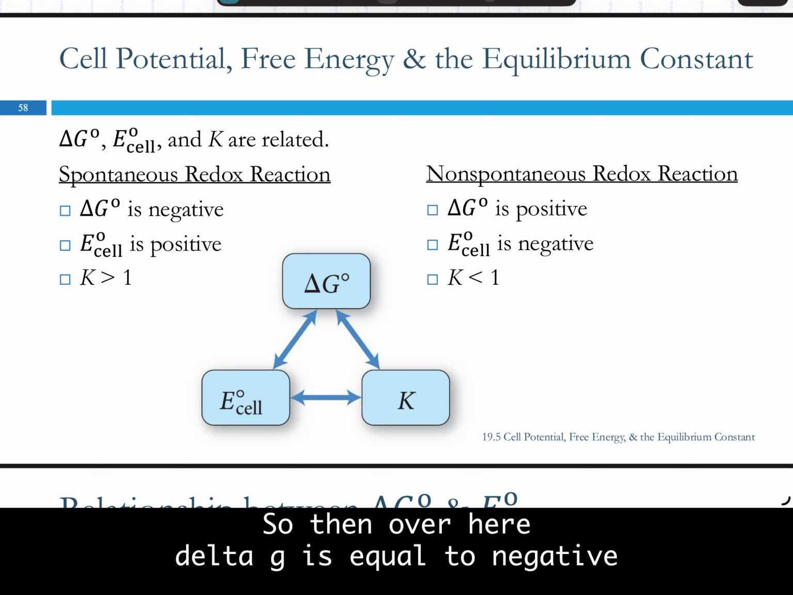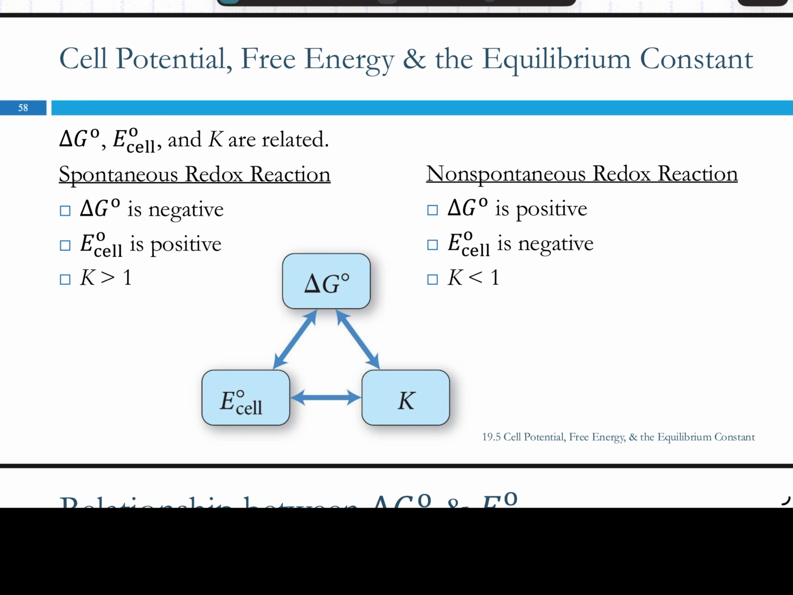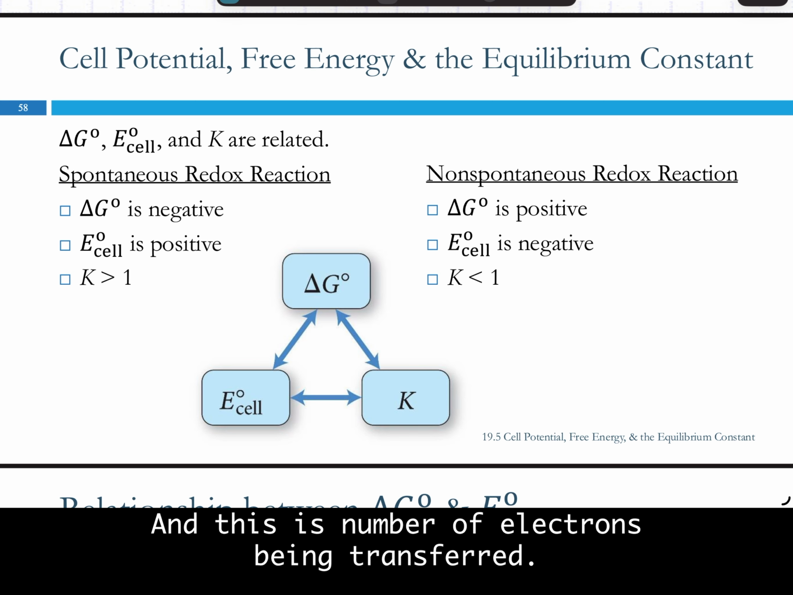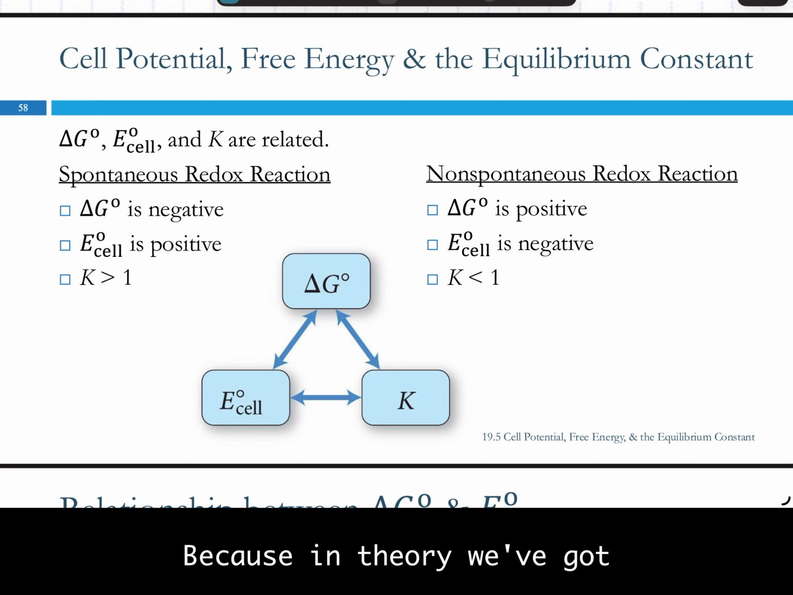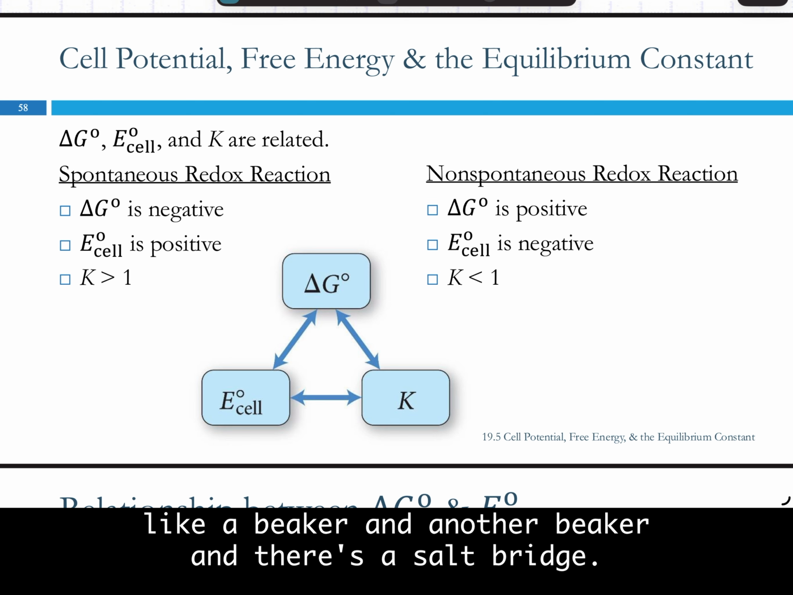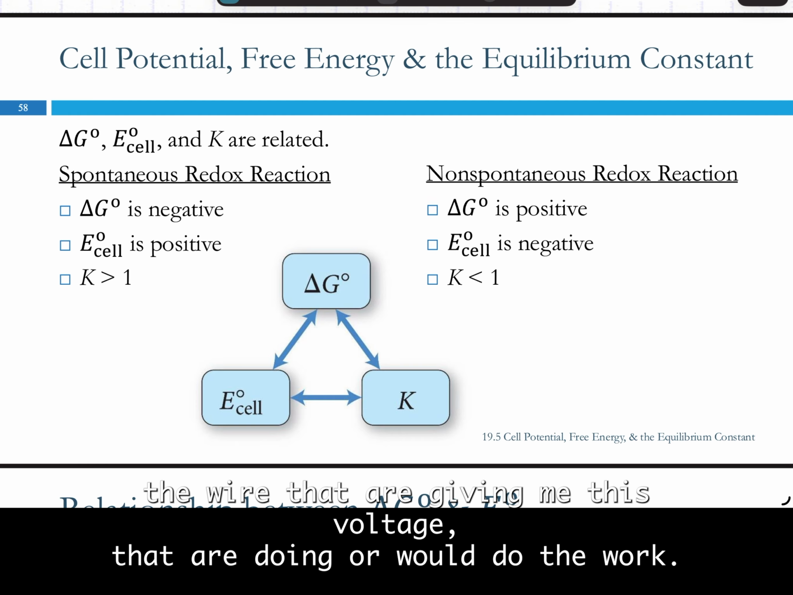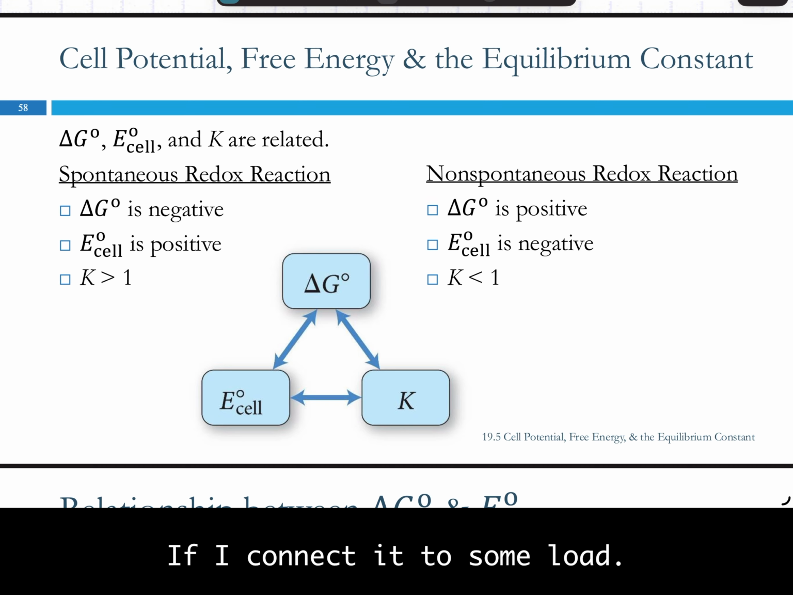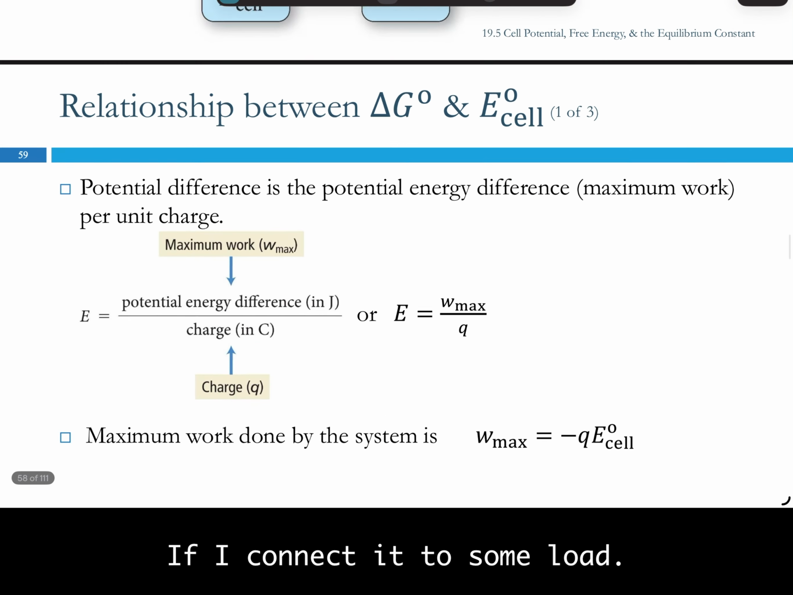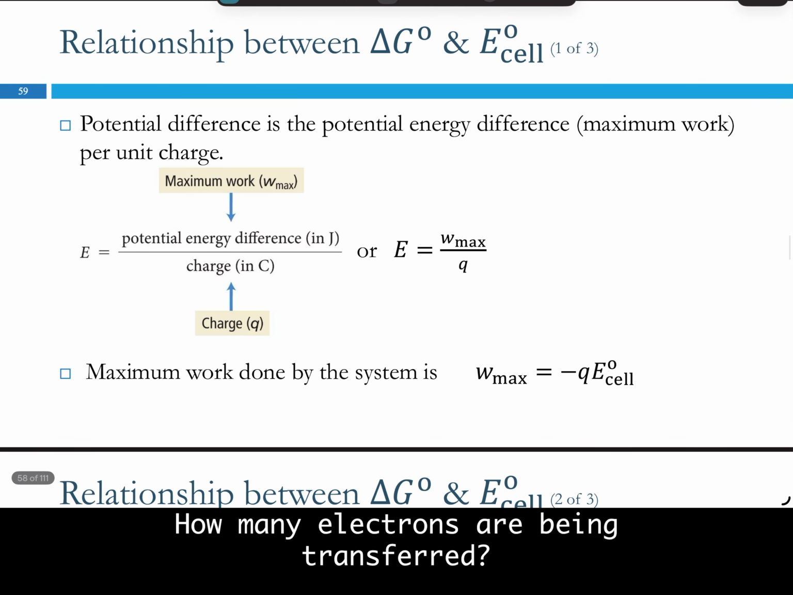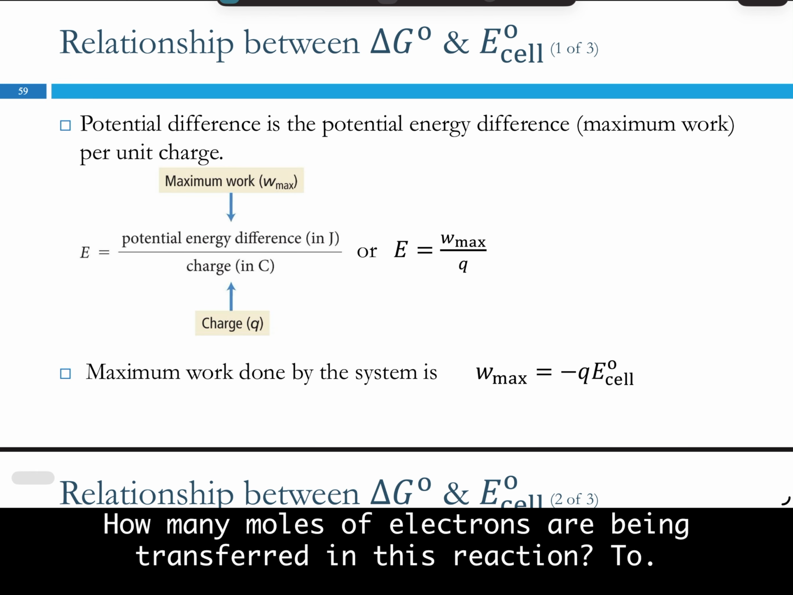So then over here, delta G is equal to negative the number of electrons, and this is the number of electrons being transferred. Because in theory, we've got a beaker and another beaker, and there's a salt bridge, but then there's also the wire. And it's the electrons traveling through the wire that are giving me this voltage and that would do the work if you connect it to some load. How many electrons are being transferred? How many moles of electrons are being transferred in this reaction?